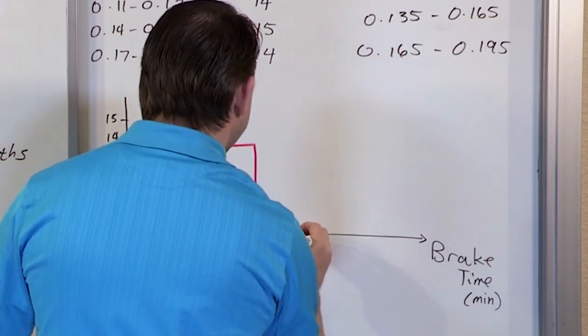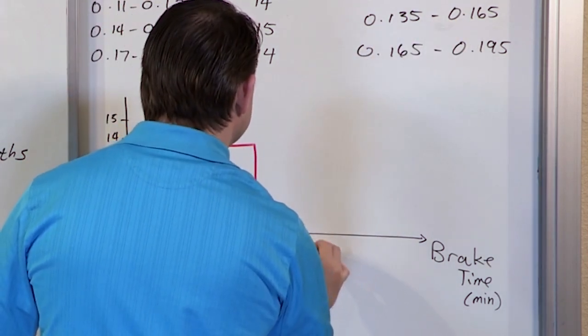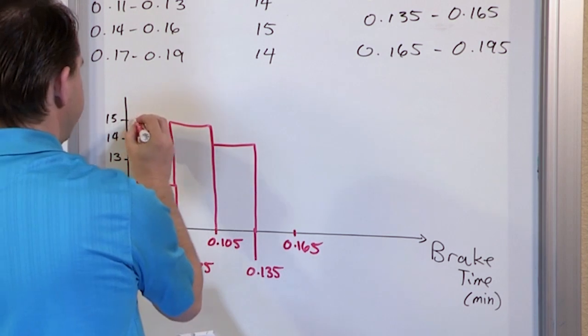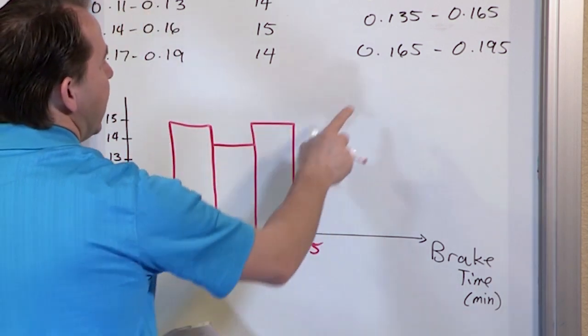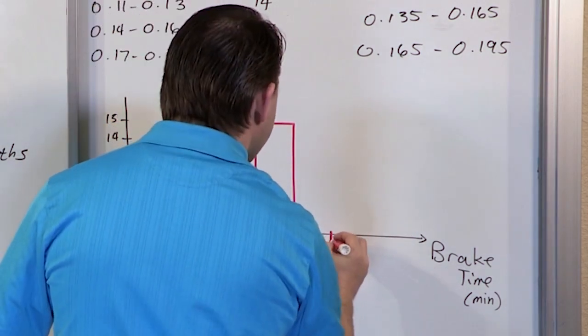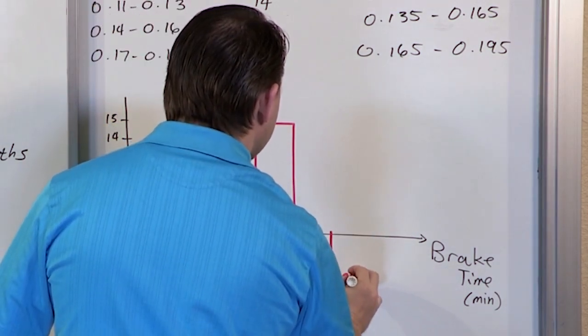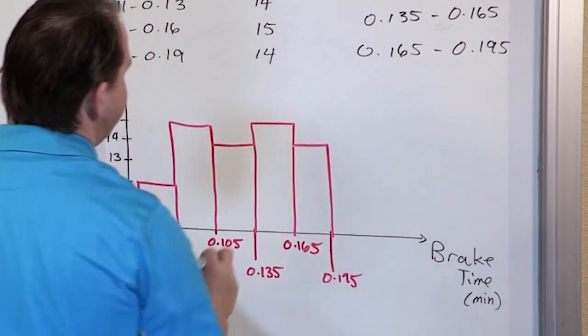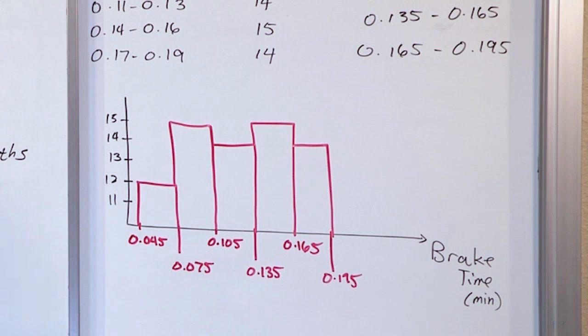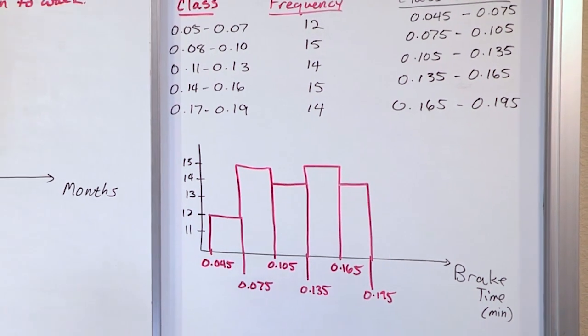From here to here, 0.165, I have a frequency of 15. 15 is way back up at the top again. And then finally, 0.165 to 0.195, I have 14 people, which goes back down to here. That would be my histogram. All right, that would be my histogram.